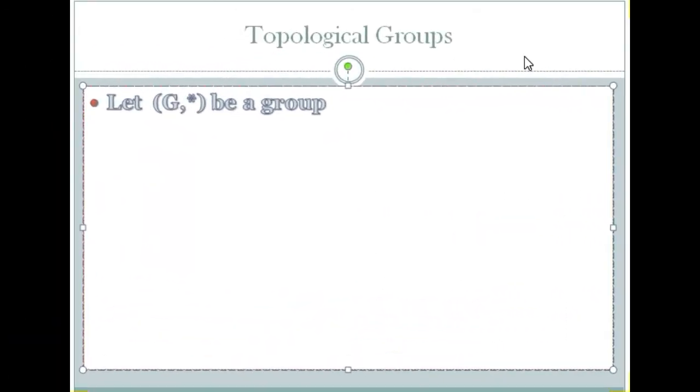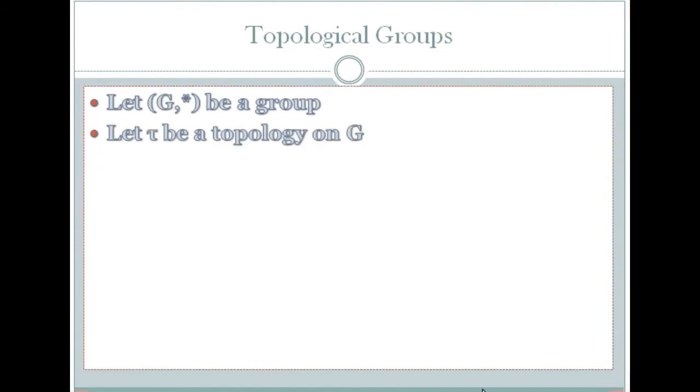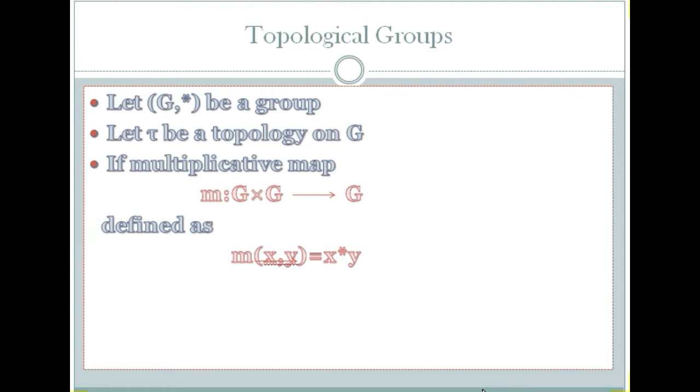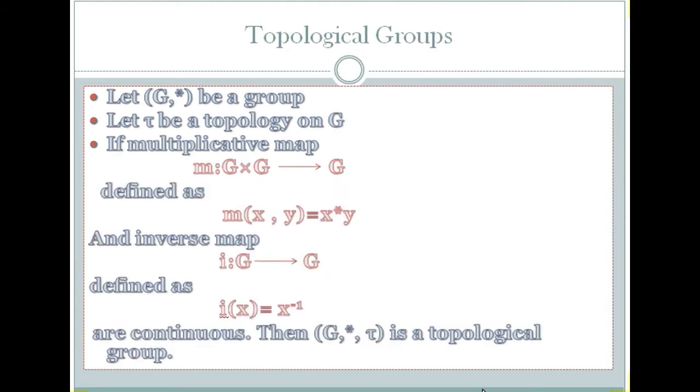Let G be a group with a binary operation star, where tau is a topology on G. If we have a multiplicative map from G cross G to G, defined as, for two elements, just a multiplication with respect to the binary operation, and we have an inverse map I from G to G defined such that if any element is given to it, it will give its inverse, and if these two maps are continuous, then G is a topological group.